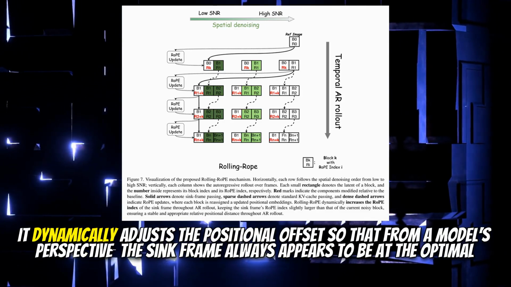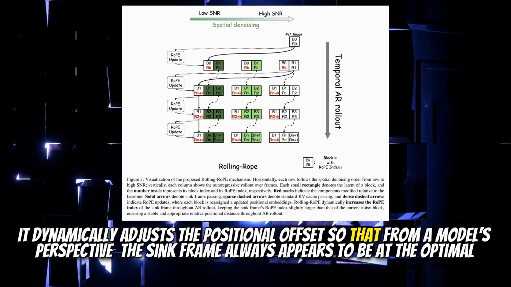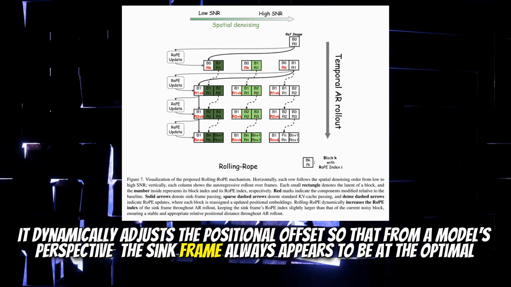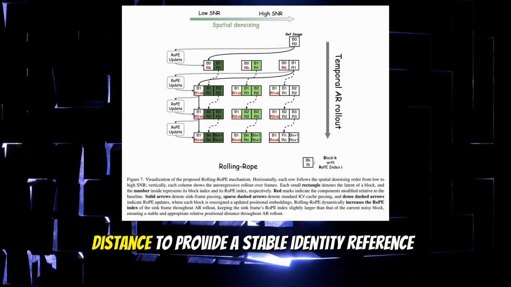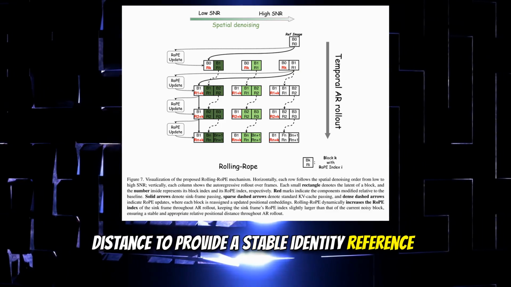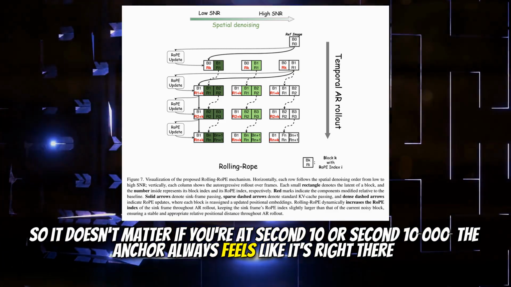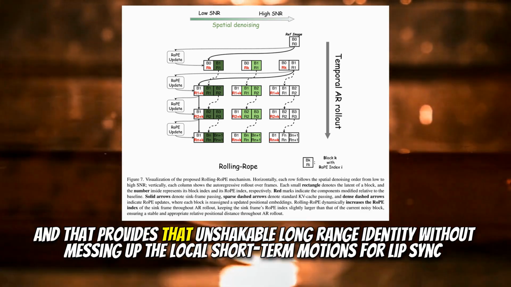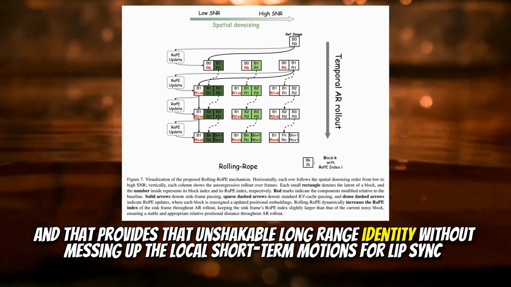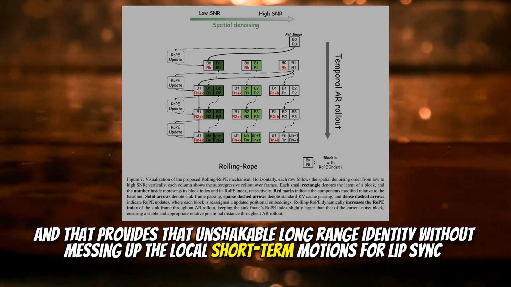It dynamically adjusts the positional offset so that, from the model's perspective, the sync frame always appears to be at the optimal distance to provide a stable identity reference. So it doesn't matter if you're at second 10 or second 10,000, the anchor always feels like it's right there. And that provides that unshakable long-range identity without messing up the local short-term motions for lip sync.